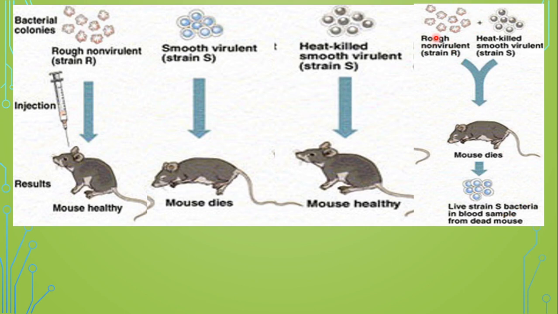The only difference between the R and S strain was the presence or absence of the polysaccharide coat. That means even after the S strain bacteria were killed by application of heat, something was present in it which, after coming in contact with the rough non-virulent forms, could transform them into virulent S forms. That something which brought about this change was referred to as the transforming principle by Griffith.